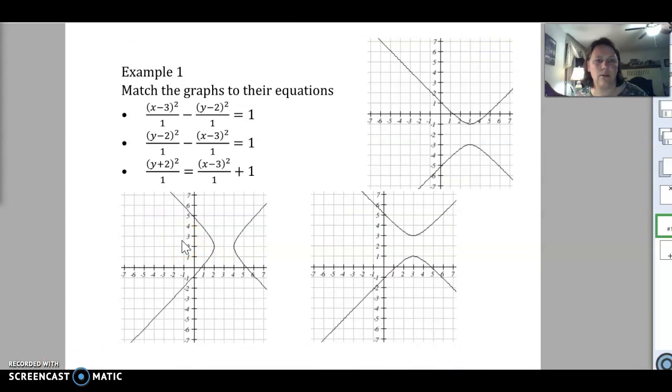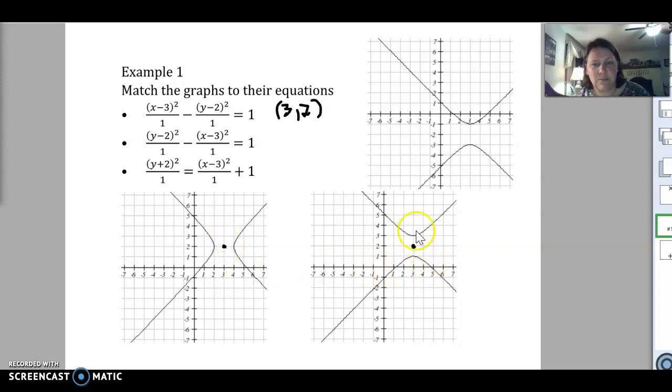Okay, example number 1, we are just doing some matching. So let's just first of all look at our equations and write out what we know. So in this one, our center is at 3, 2. And so let's look and see which ones of these would work for 3, 2. This is 3, negative 2, so that's not going to work. This one does have a center at 3, 2. But this one also has a center at 3, 2.